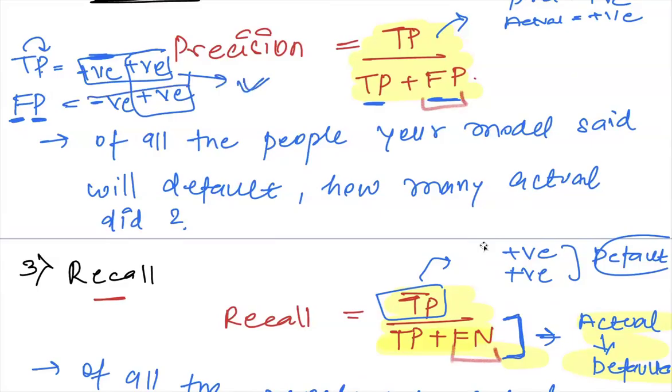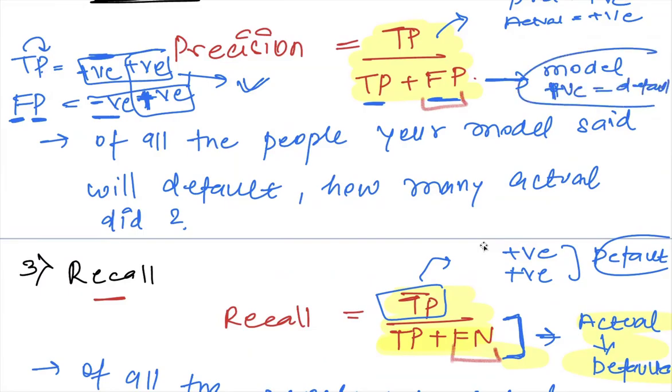And what does false positive mean? Of all the people your model said will default, your model said it will default, but did it? What we are trying to capture in the denominator is when the model said it's positive, which means default. So positive is common, which means your model is saying it's positive, but then we are checking how much was actually positive.